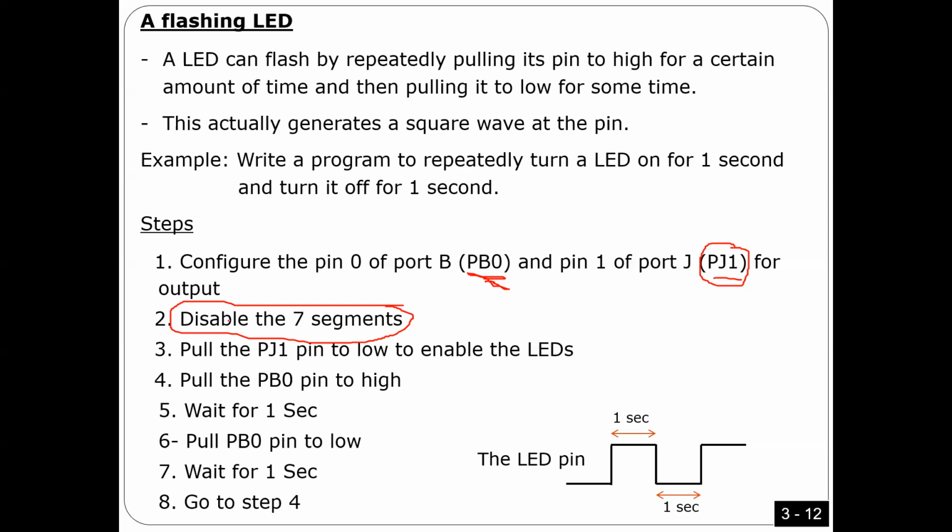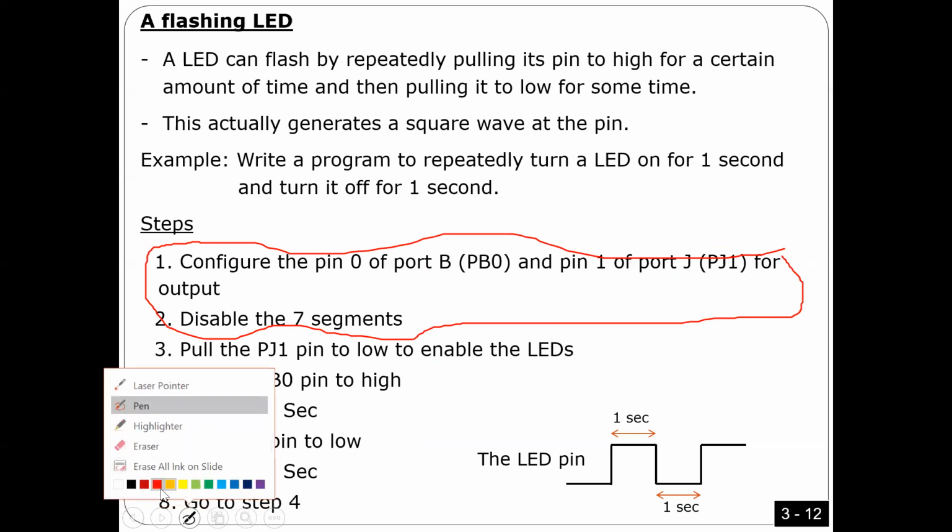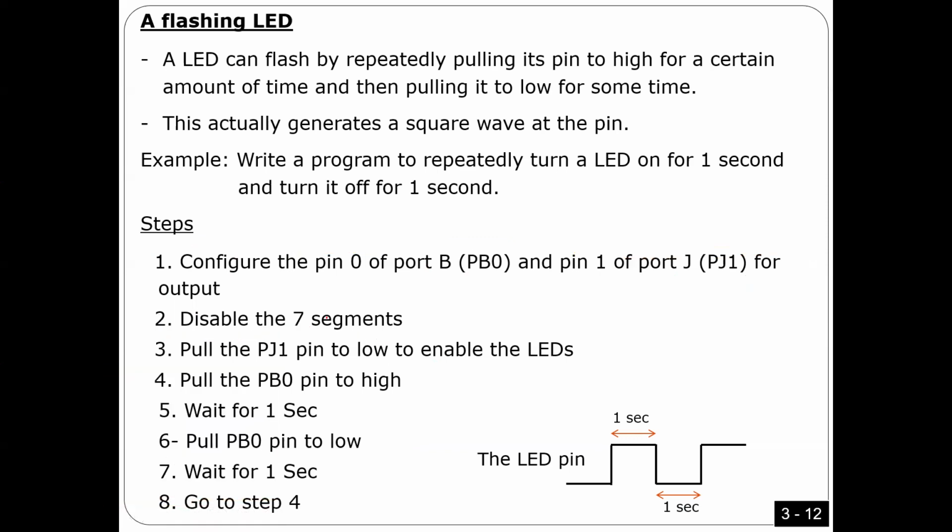So again, these 2 steps are just the configuration, and this should be done only one time at the beginning of your program. Then your program should start actually, and most of the time we are going to be here. Number 1, you also have to pull BG1 to enable LEDs. So actually, most of the time we start from here.